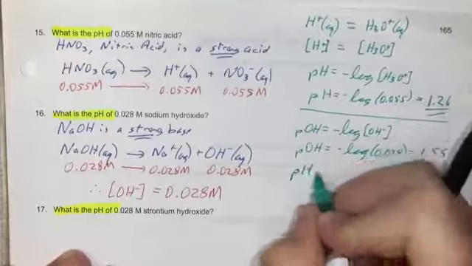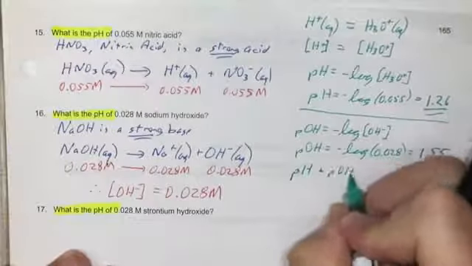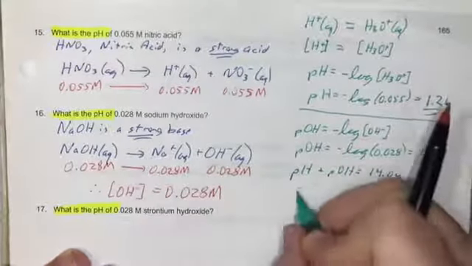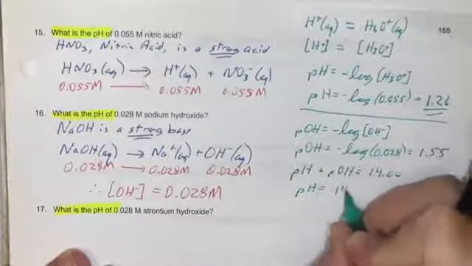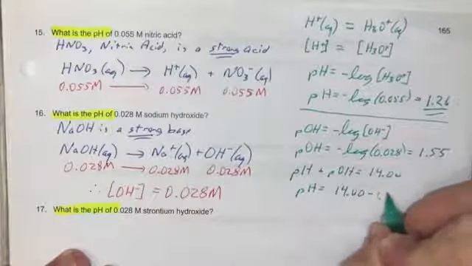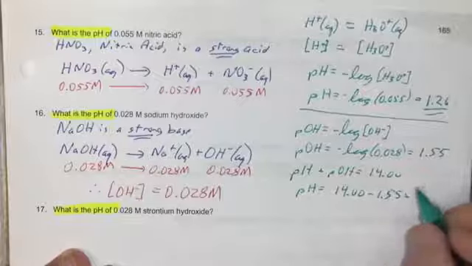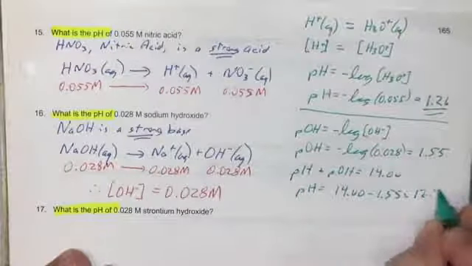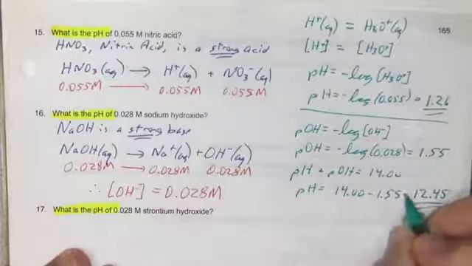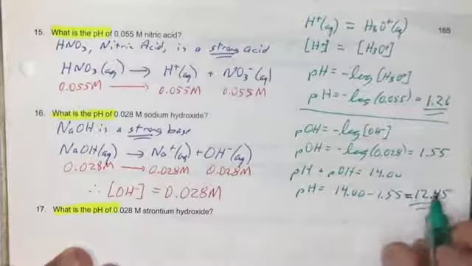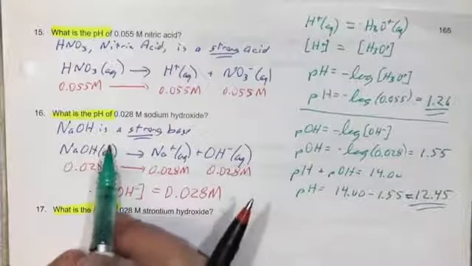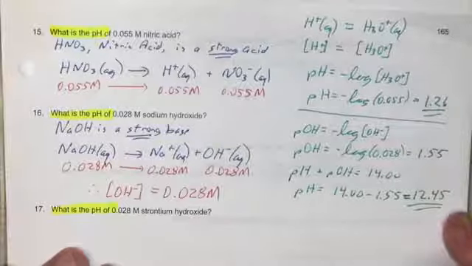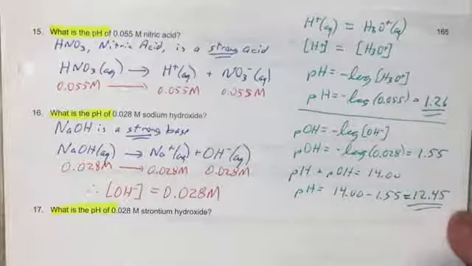Well, how do I get pH? pH plus pOH equals 14. So if I know pOH, I can get pH. pH equals 14 minus 1.55. That calculates out to be 12.45. Now, that is a high pH. That means it's a basic solution, and that shouldn't surprise us because sodium hydroxide is a strong base. So the pH is 12.45.